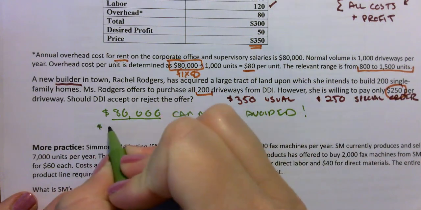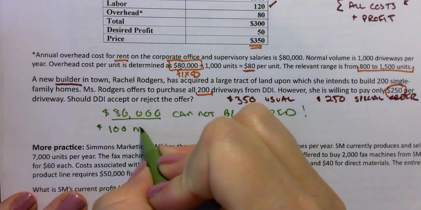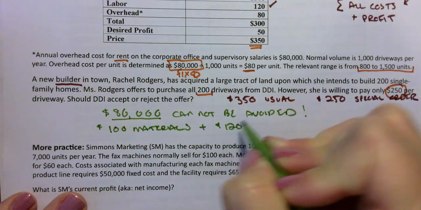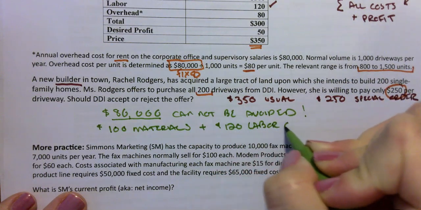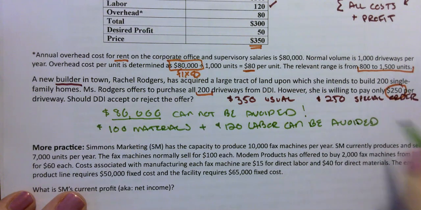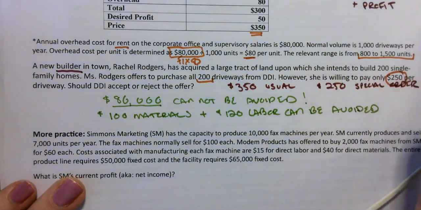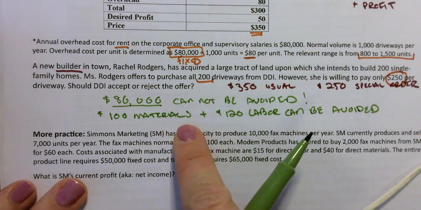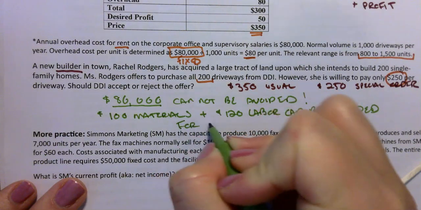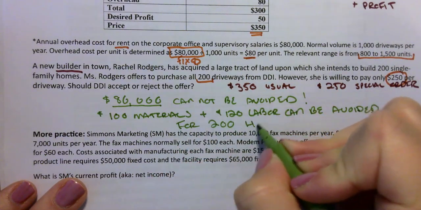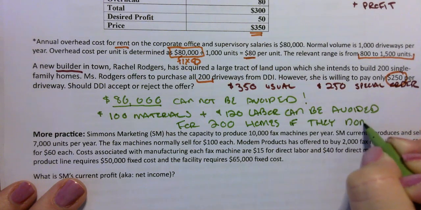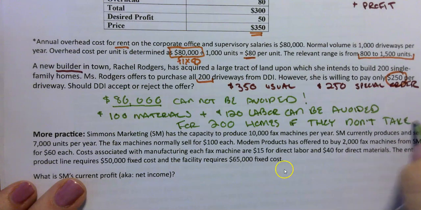But the $100,000 for materials and the $120,000 for labor can be avoided. They would not incur that amount if they choose not to make those 200 homes. The $100 materials and the $120 in labor can be avoided for 200 homes if they don't take the order.